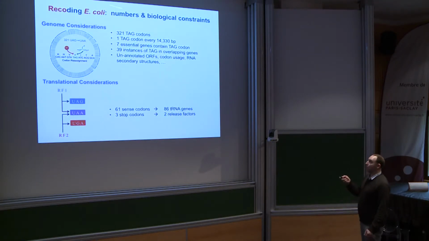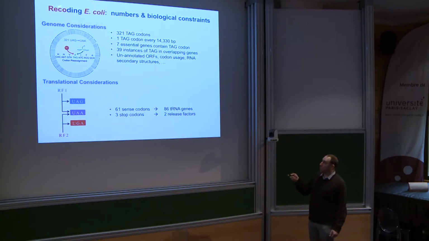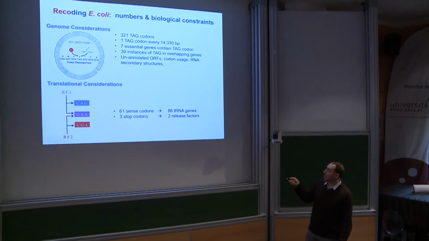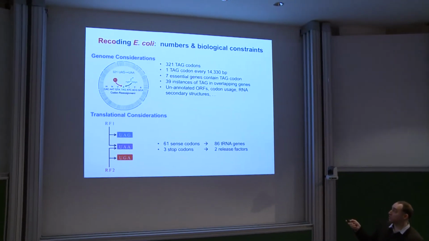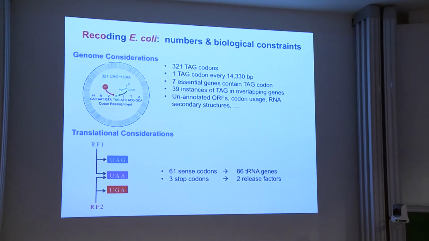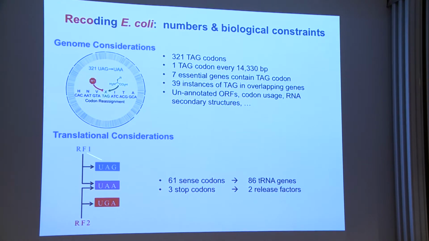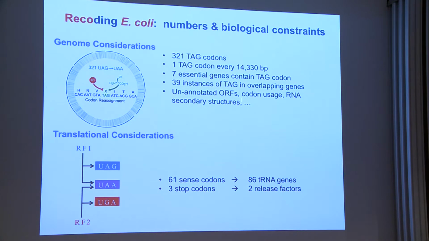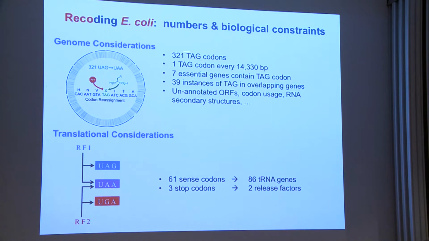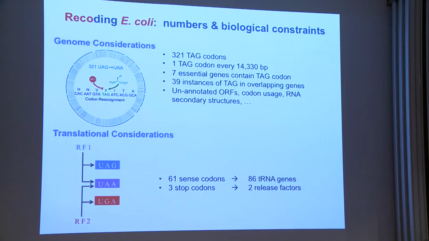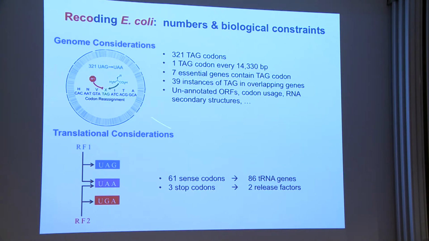Okay, so how do we go about doing this? Just to give you a sense of what this project entailed, looking at recoding E. coli by the numbers and biological constraints. First thing I want to point out is that we really have to think about this considering both genome considerations as well as some of the translational considerations. So on the genome side, there are about 321 TAG codons dispersed across the genome, about 1 TAG codon every 14 kilobases. 7 of those genes are essential, and 39 of these TAGs reside in overlapping genes. So that means that these could basically change the open reading frame of 39 other genes. So these are some of the challenges we faced on the genome side.